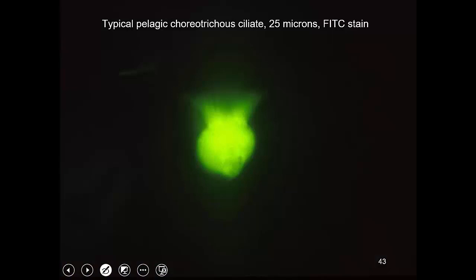So there's a picture of a ciliate, a pretty big one, 25 microns in size or so, and there's its little cilia coming off of it. And this is stained with a stain that stains protein, FITC. So you can see there, that's an example of a ciliate.